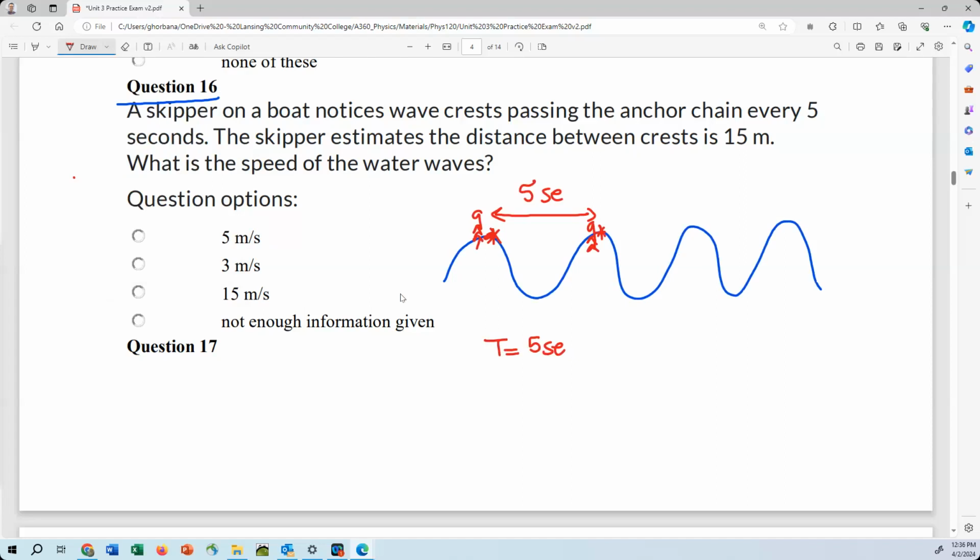When we have the period, we can calculate the frequency. The frequency will be 1 over 5 seconds. 1 over 5 is 0.2 hertz. So we just calculated the frequency of the water wave. The first sentence gives me a lot of information. 5 seconds is the period. The frequency is going to be 1 over 5 seconds, which is 0.2 hertz. So what is the second part?